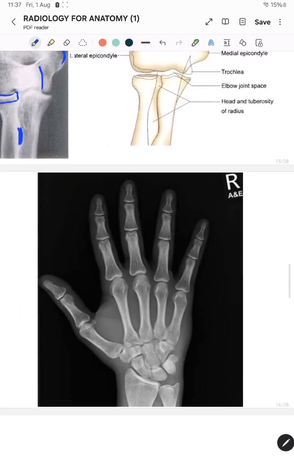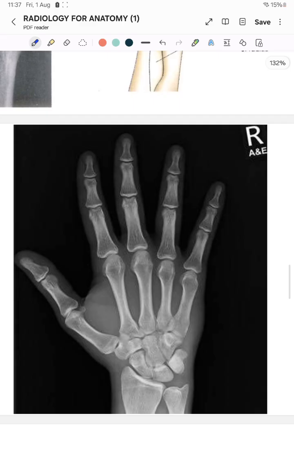So again we move on to the X-ray of the hand. We generally ask about the carpals. This is the radius, this is ulna, this is the styloid process of ulna, this is the styloid process of radius.